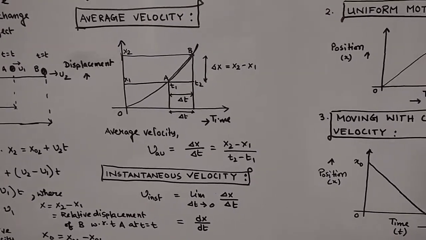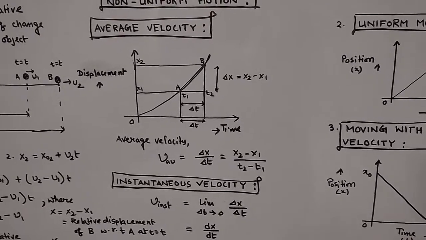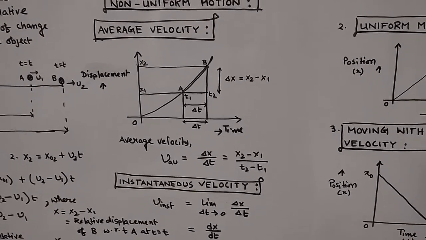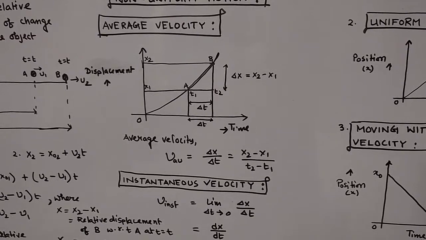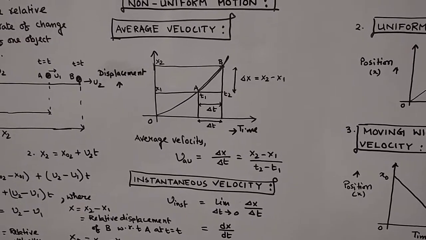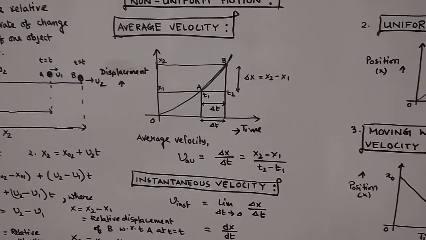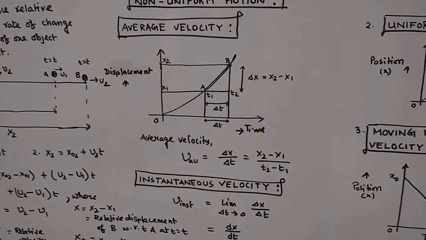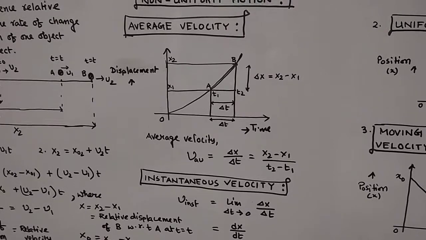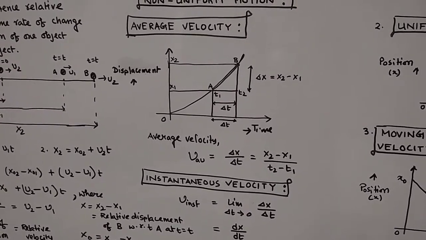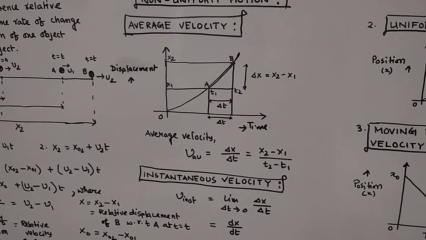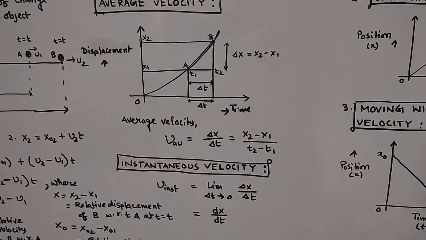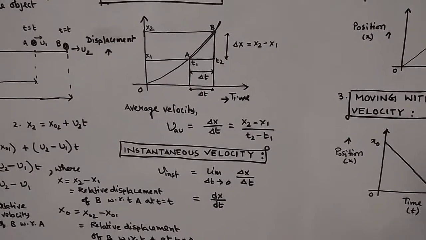If you have to define instantaneous velocity, then you have to consider this limit delta t tends to 0, because if you consider delta t tends to 0, then a and b seem to be very close to each other. You can assume that a and b are very close to each other, but not coinciding. Rather, you can assume regarding the time that it is a time for a particular instant. So you can use this formula, limit delta t tends to 0, delta x by delta t.